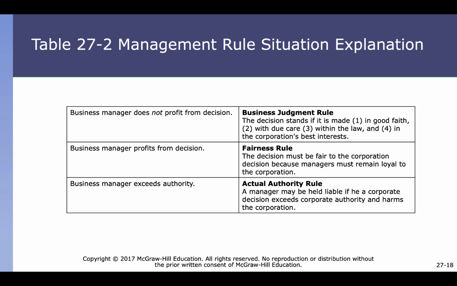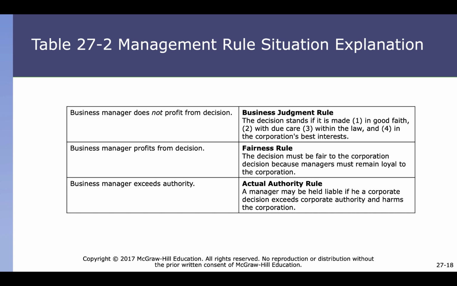The fairness rule says that the decision must be fair to the corporation because managers must remain loyal to the corporation. So the fairness rule doesn't prohibit a business manager from profiting from a decision. But what it does prohibit is a business manager profiting from a decision that is bad for the corporation.